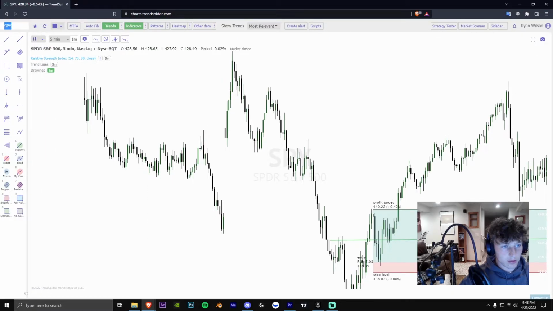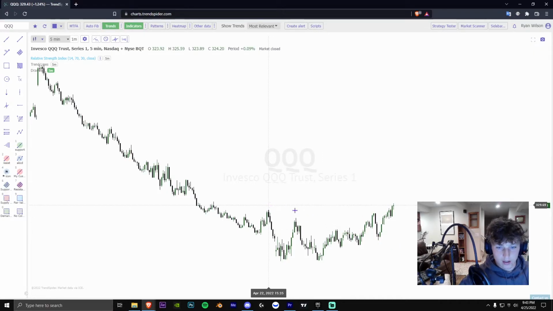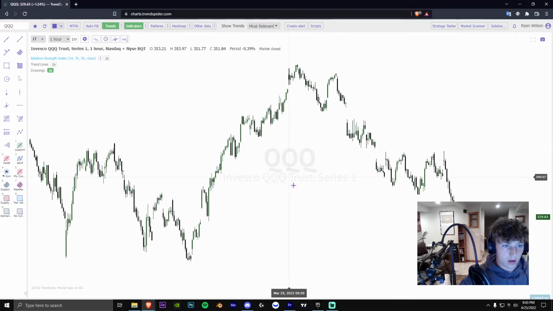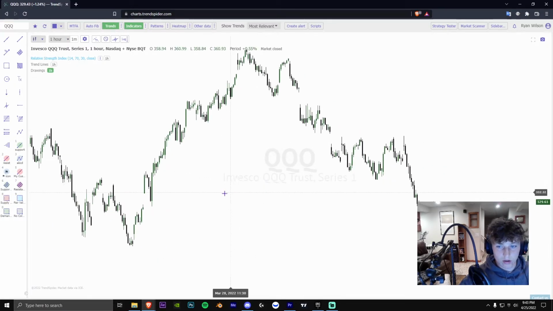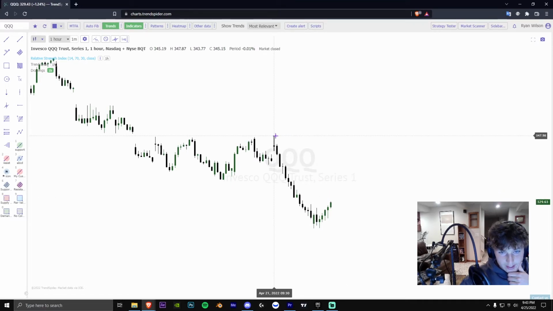Let me go to QQQ, just like a random stock. Let me look at the 15-minute, or maybe we could even look at the hour. So clearly, look here. This is an obvious swing low, because it's reversing off here a little bit, and this is an obvious swing high right here.